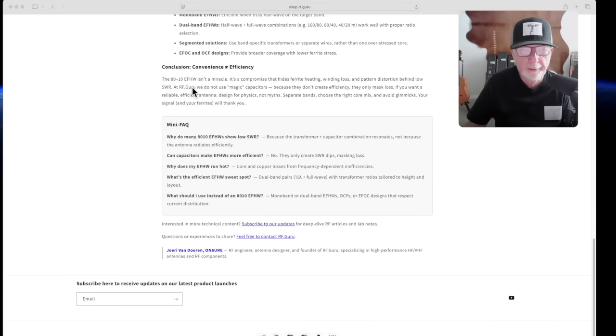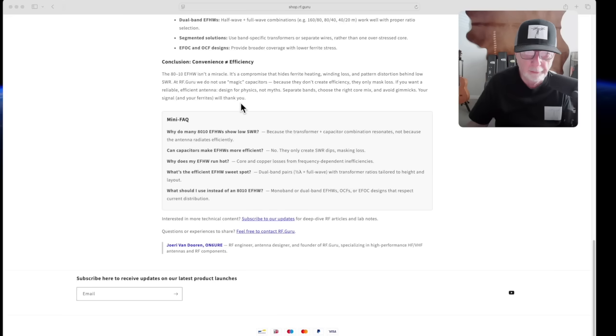At RF Guru, we do not use magic capacitors because they don't create efficiency. They only mask loss. If you want a reliable, efficient antenna designed for physics, not myths, separate bands, choose the right core mix and avoid gimmicks. Your signal and your ferrites will thank you.